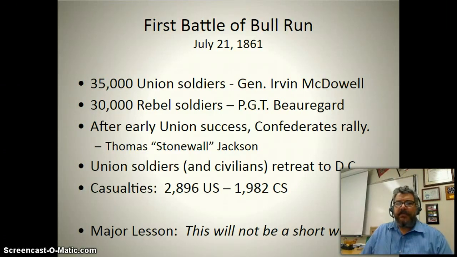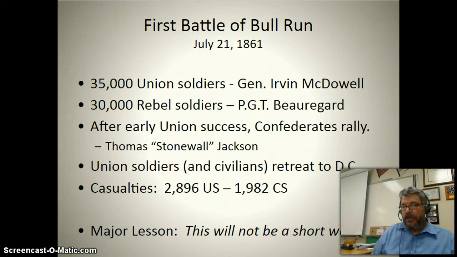We have a total of almost 5,000 casualties. But the big lesson coming out of the war for both sides is this is not going to be a short war. Lincoln is enlisting guys for 90-day enlistments. He thinks this is going to be a short war. The South feels like they're fighting for a cause, while the northern soldiers are fighting for a cause that's not so close to their heart. The South thinks that northern soldiers won't have the stomach to stick with this war. Both sides are wrong, and most of them realize it here on this first battle of the war.